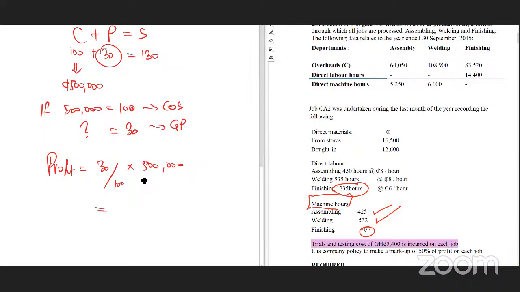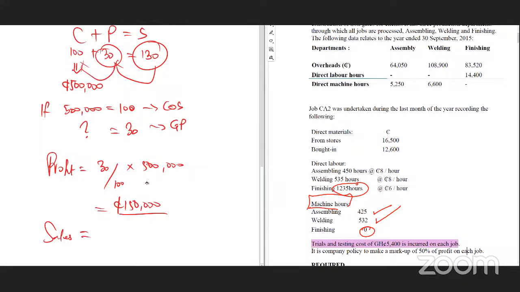So 30 out of 100 times 500,000. This ratio is not the same throughout. You can even decide to get your selling price. That means that the gross profit becomes 150,000. The same way, if I want sales, sales is equivalent to 130, right? I can take 130 out of this. It doesn't matter how you do it.